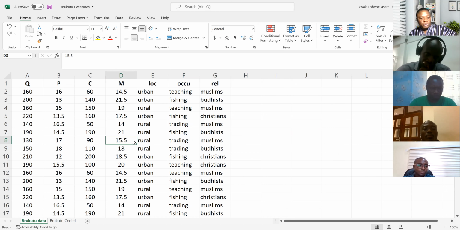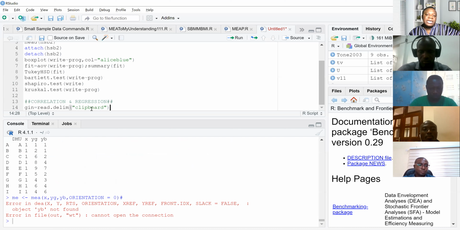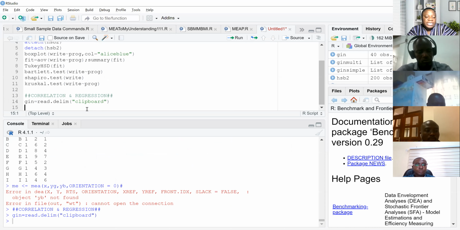We're going to take the data from Excel to R. How do you do that? Just do Control A. That will highlight everything. Then do Control C. That will copy everything. Then you go to your R, where you have typed the command jin. Whilst the cursor is blinking there, run it. How do you run? Control Enter or Run. Once you do that, you will see the name of the data showing down there, jin equal to blah, blah, blah.